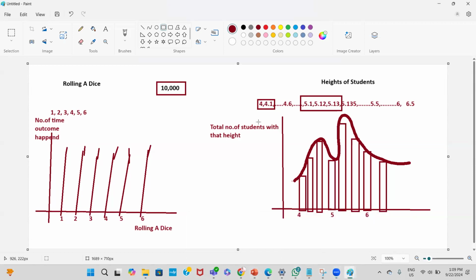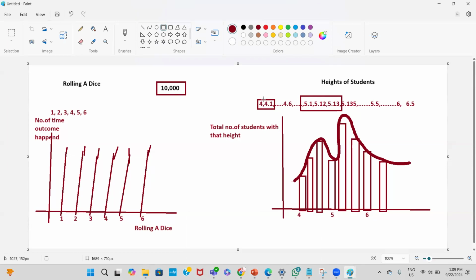So what I'm trying to convey here is that when we have infinite values, you cannot predict the probability of any one value. The probability of any single value will always be zero. But what you can calculate is the number of students falling within a range, or the probability of student heights falling within that range.